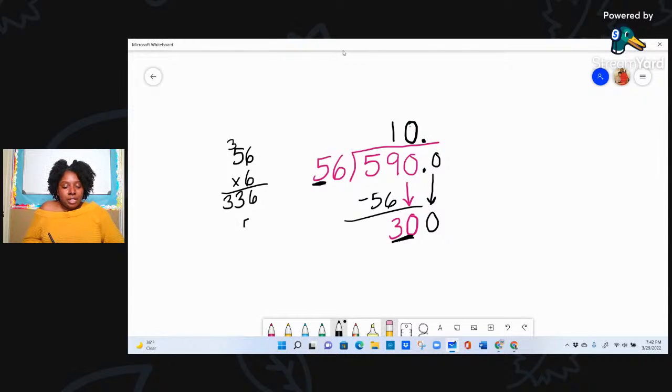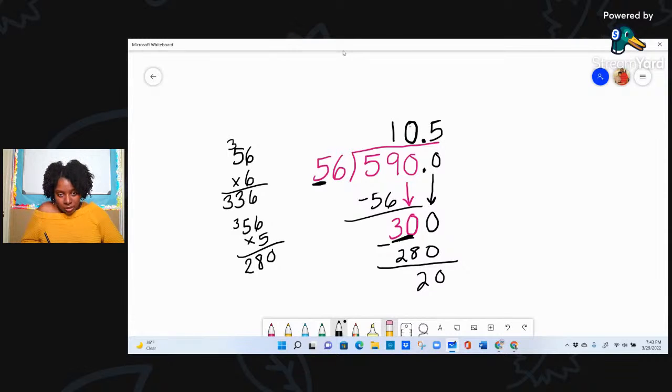Okay. So now let's do 56 times 5. 6 times 5 is 30. Oh, okay. One of my students. All right. You're going to get 280. 5 times 5 is 25 plus 3 is 280. All right. So now it's 5. So again, we're going to subtract 300 minus 280 is 20. Just so you can see that we're borrowing.